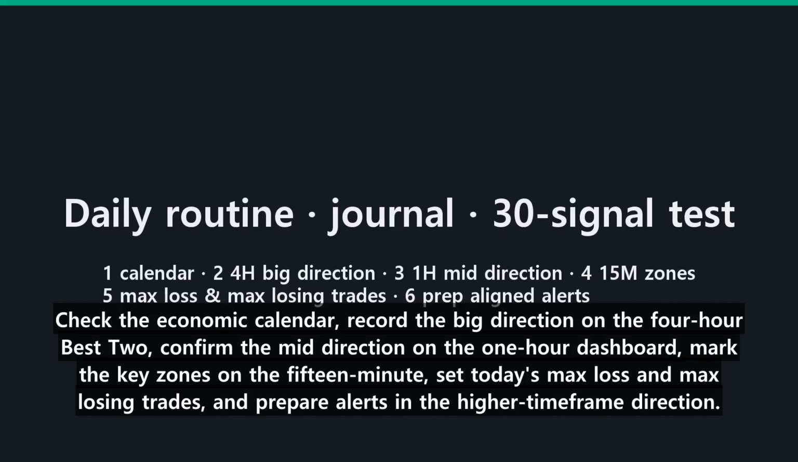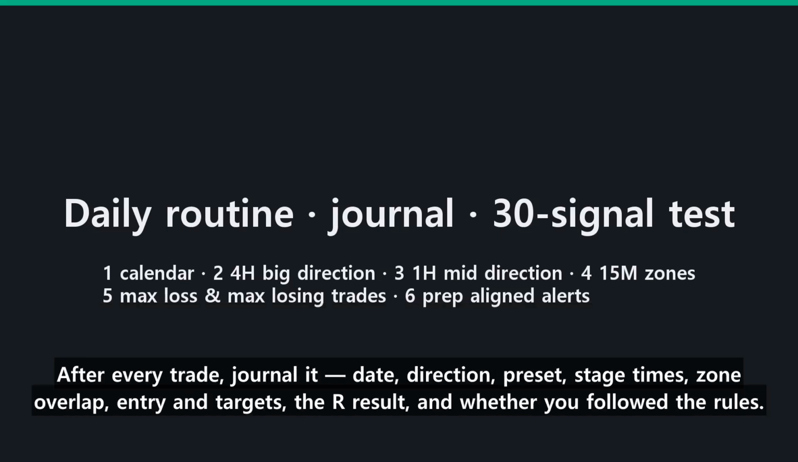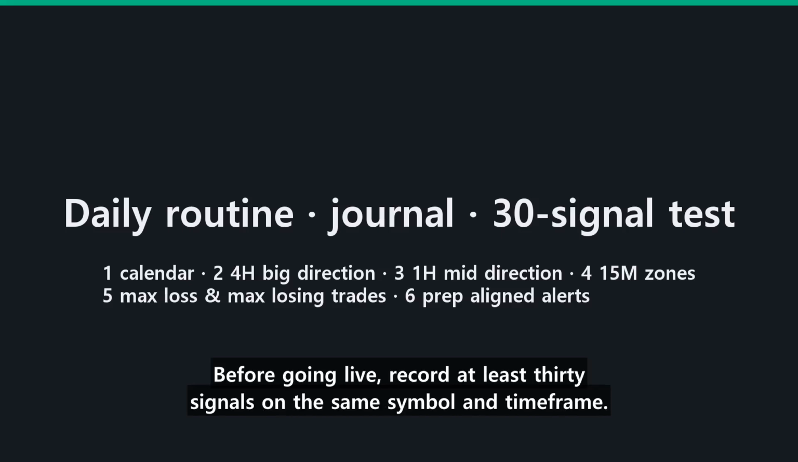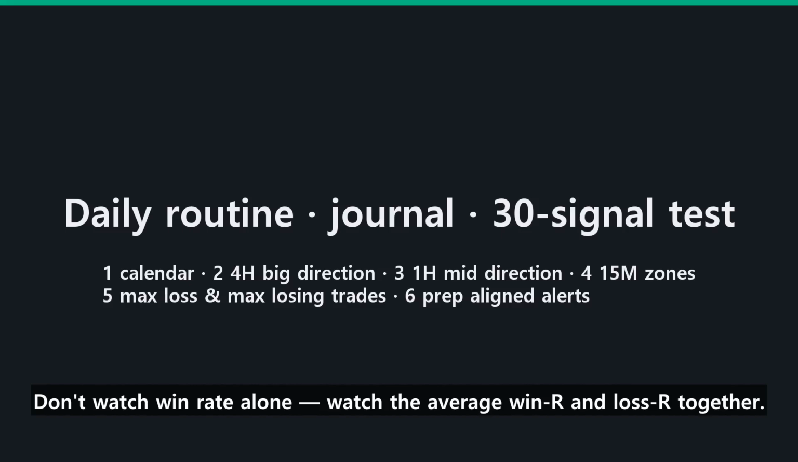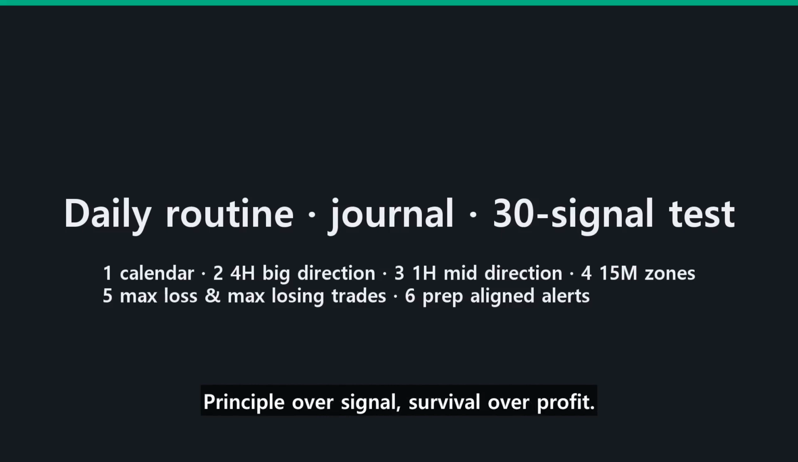After every trade, journal it. Date, direction, preset, stage times, zone overlap, entry and targets, the R result, and whether you followed the rules. Before going live, record at least 30 signals on the same symbol and time frame. Don't watch win rate alone. Watch the average win R and loss R together. Principal over signal, survival over profit.